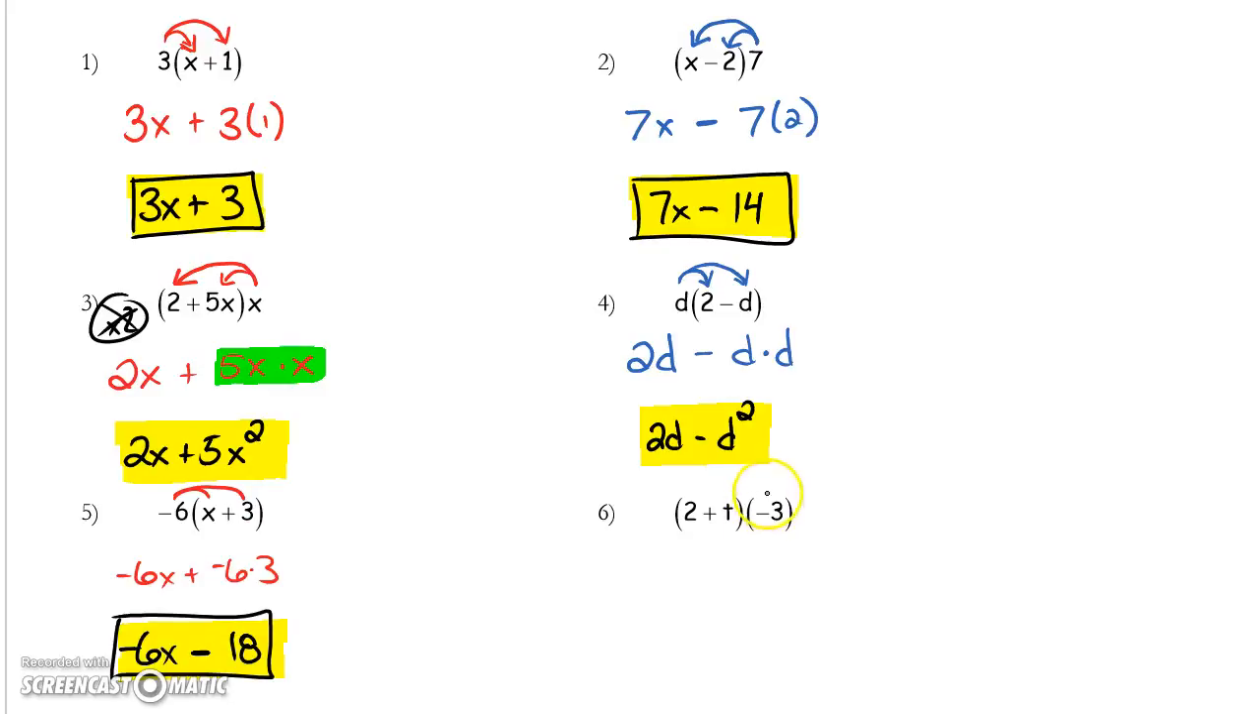And in number 6, we distribute our negative 3. Negative 3 times 2 plus, here is negative 3 times t. And again, I do not want to write things as plus negative. This becomes negative 6. This becomes minus 3t, not plus negative. Keep that simplified. Only one sign in between, please.